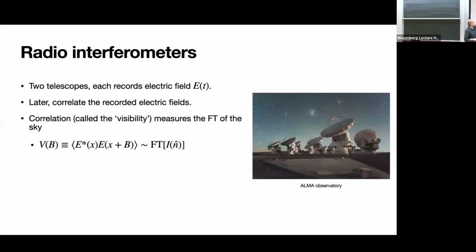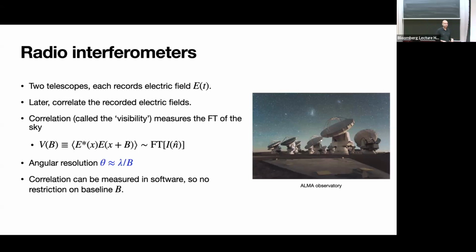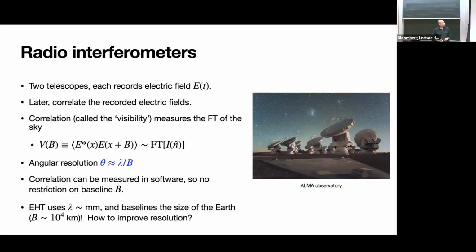Right, so we correlate the electric field at two different locations, and it measures for us the Fourier transform of the sky. So if we measure the Fourier transform at many, many different points on the Fourier plane, we can then reconstruct what the sky looks like. And the angular resolution with which we can do this is just set by the usual lambda over b, where lambda is the wavelength of light that we're observing, and b is the baseline, the separation between the different telescopes. For example, the famous Event Horizon Telescope observes at millimeter wavelengths, and they have baselines the size of the Earth.